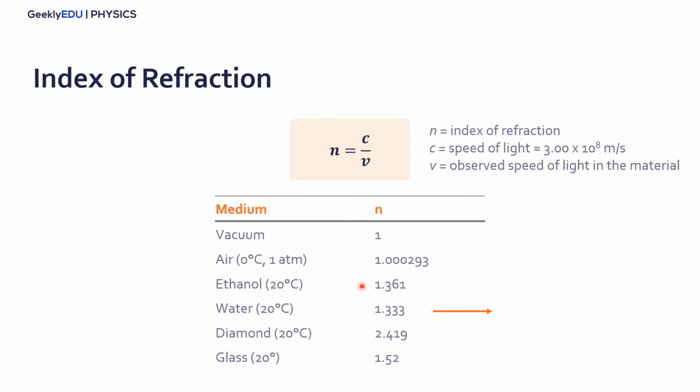For water, for example, what does this number mean exactly? Well, the index of refraction is 1.333 for water at 20 degrees Celsius. So it means that the light travels 1.333 times slower in water than in vacuum. Note that I put the temperature here because it actually influences the index of refraction.